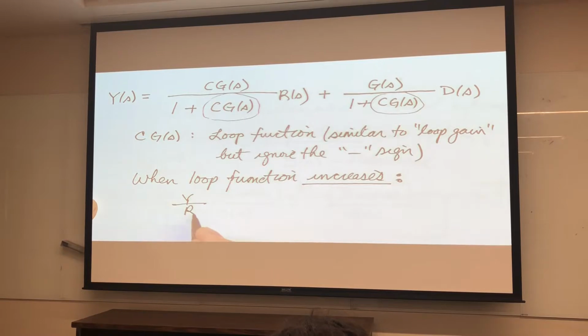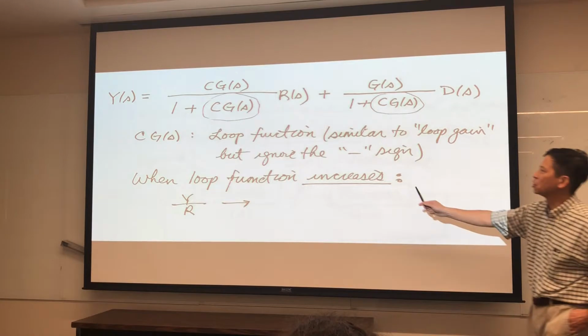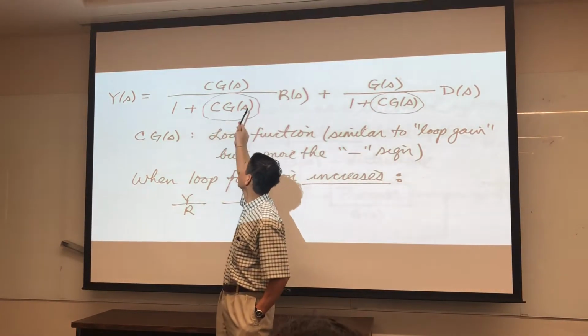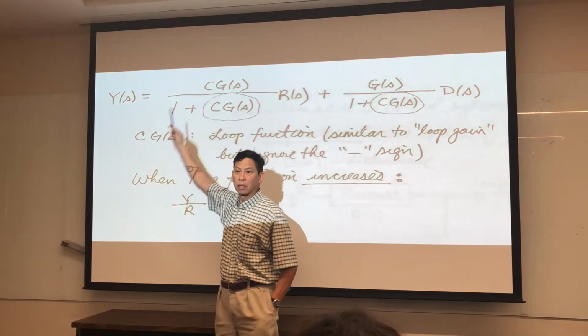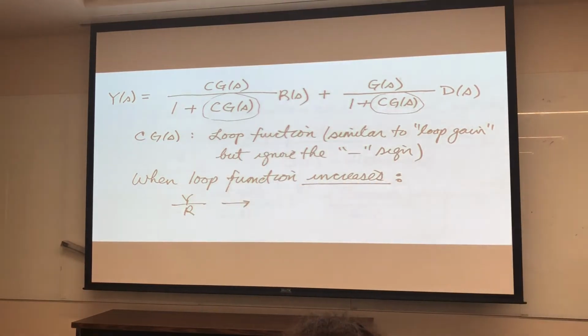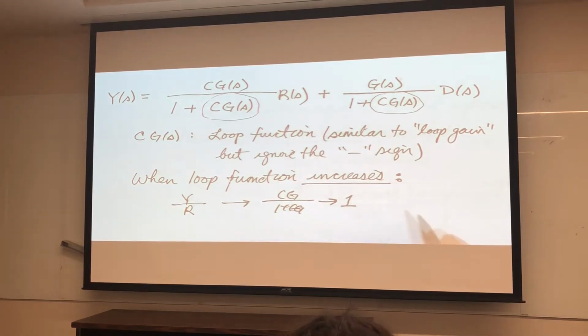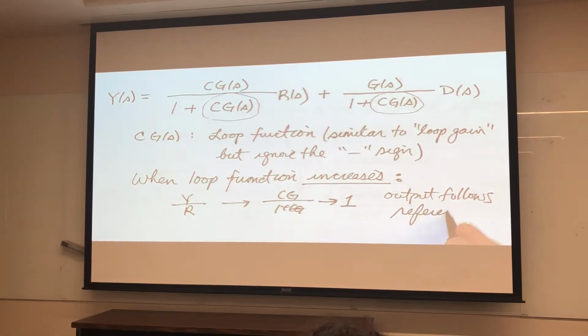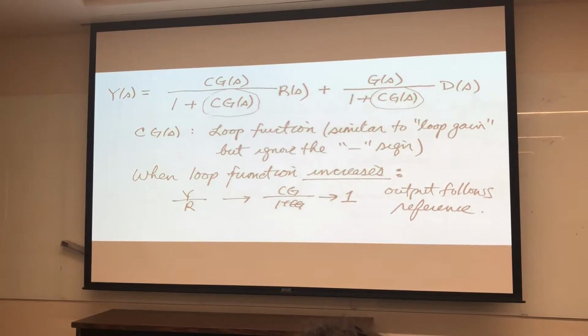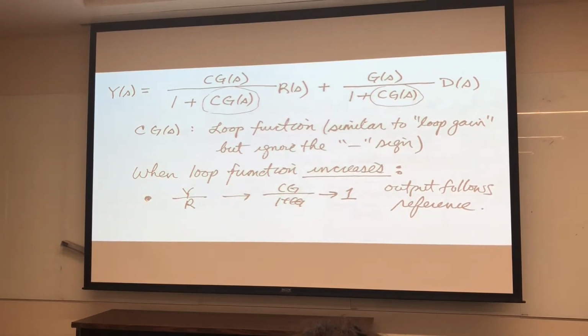Y over R, what does that become? In the limit, if C times G gets large, what does this function become? It becomes close to 1, right? So Y over R, in other words CG over 1 plus CG, becomes 1. The implication is that the output follows the reference. Okay. So this is one observation.